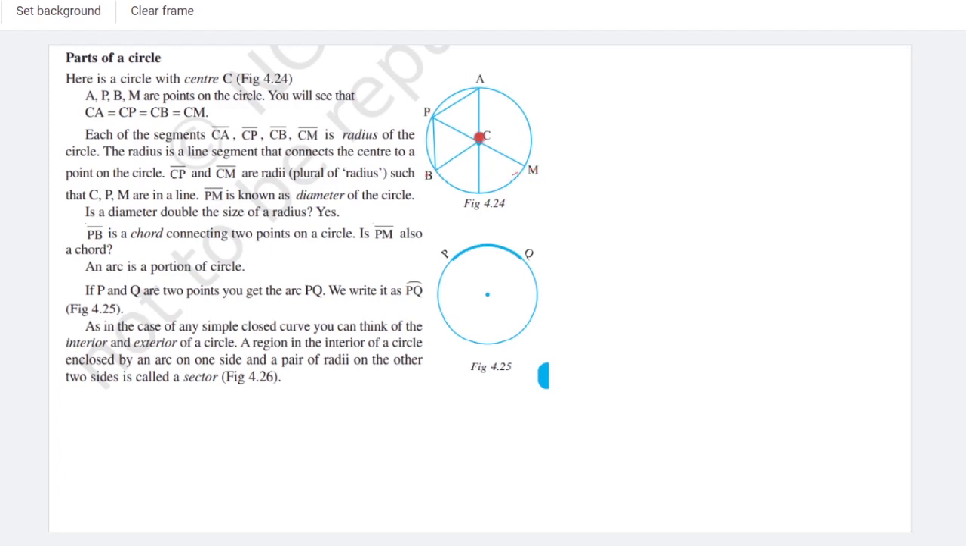Now we are connecting these points with the center. So AC, PC, BC, MC, all these will be radius. Radius, and the plural will be radii.